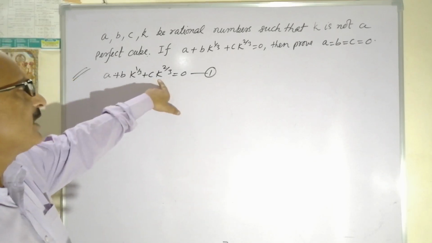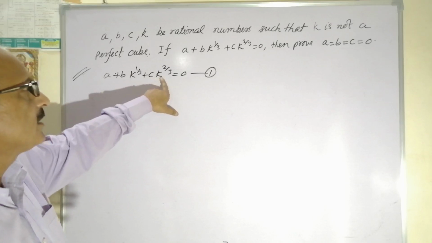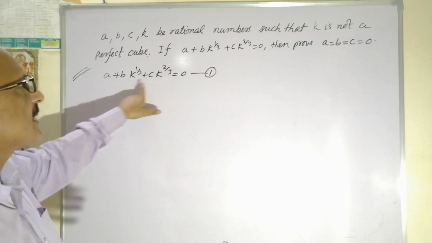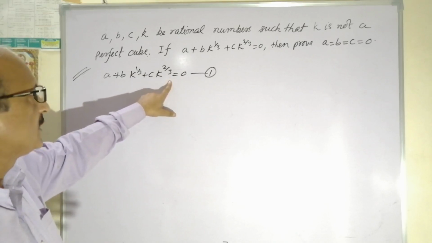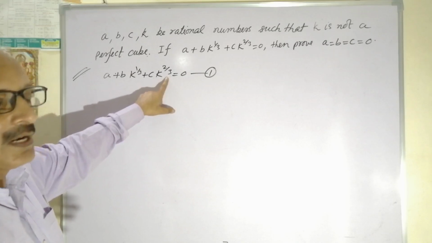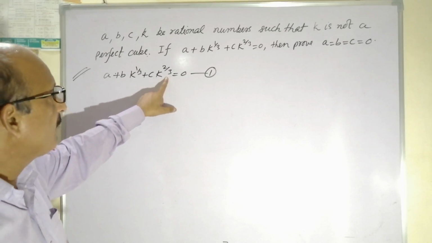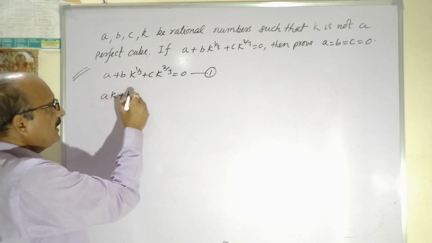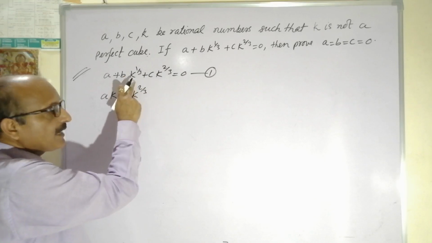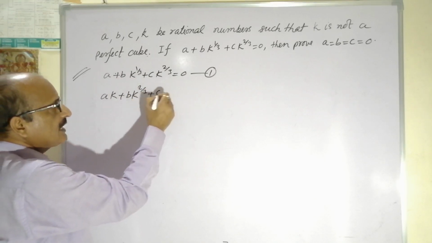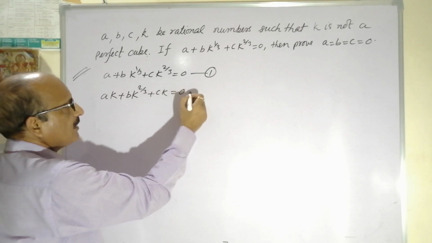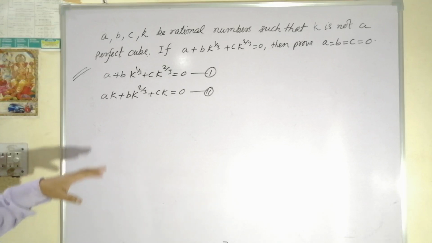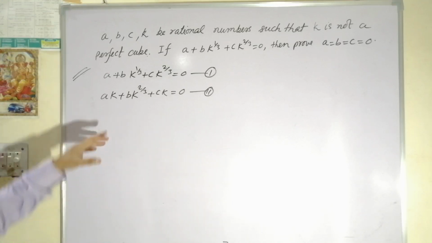Actually, we would like to make this power of C free from the power of K. So better is that we multiply each and every term by K to the power 1 by 3, so that this can become K only. So we'll write here AK plus B K to the power 2 by 3 multiplying by K to the power 1 by 3, plus C K is equal to 0, again equation number 2. Now what will be the next step?